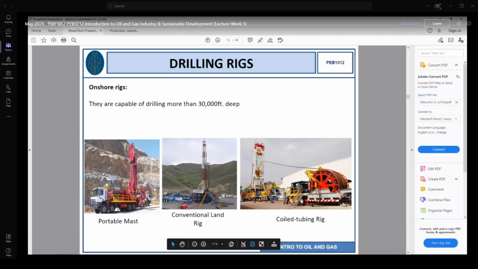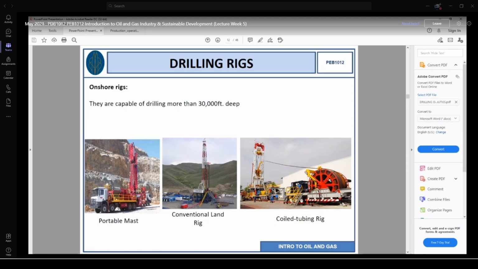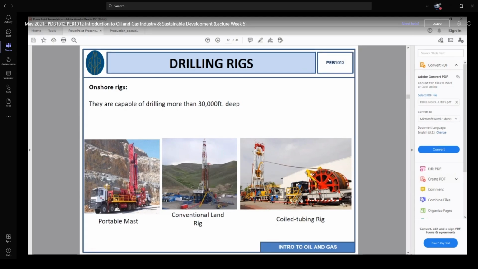For the repair job, we need a very small rig, not the big rig. That is a portable rig. We need this kind of rig for making just a shallow hole, not the well or the hole we have to drill until the target. If we want to drill until the target, we need a bigger capacity rig.